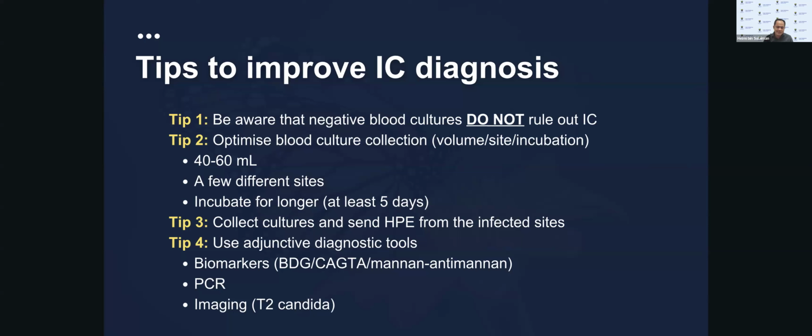And if the CT scan or ultrasound shows that the patient has abscesses in the liver or in the spleen, you may want to think about collecting cultures and sending HPE from this infected site. And then there is also the role of adjunctive diagnostic tools such as biomarkers, BDG, Candida mannan, anti-mannan combination, PCR, as well as imaging. The imaging is not available in Malaysia currently.